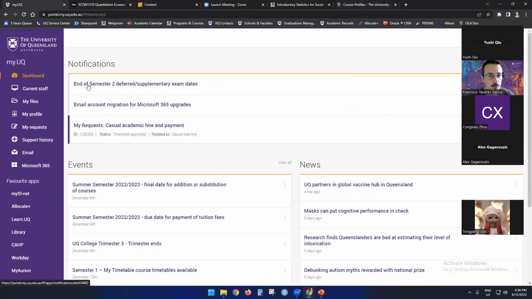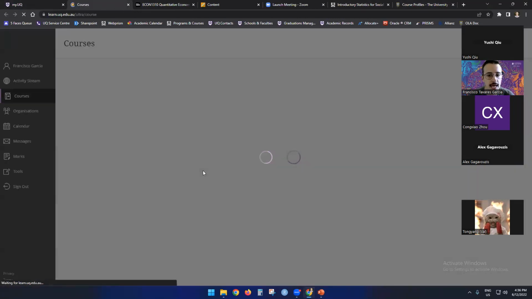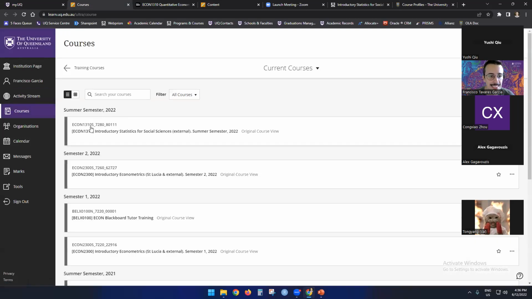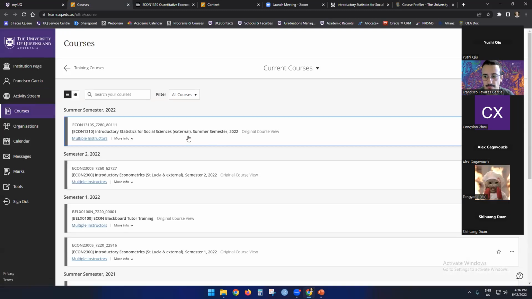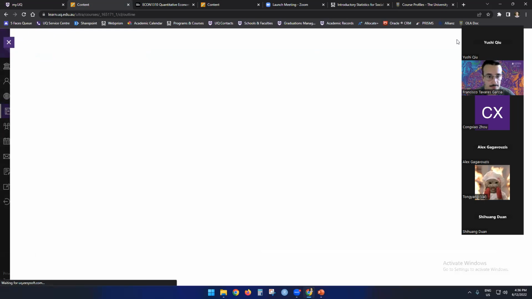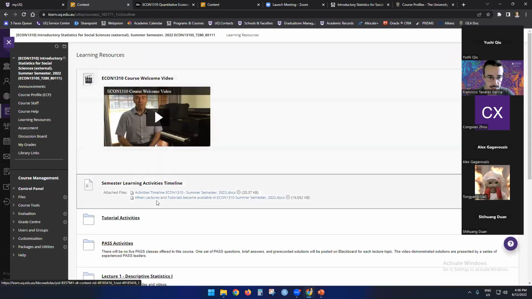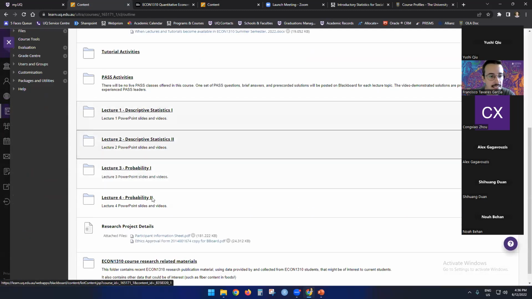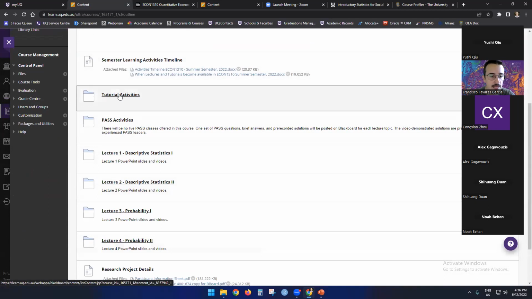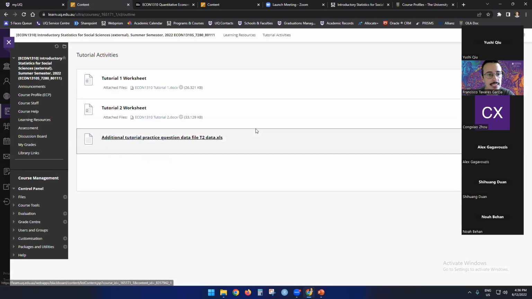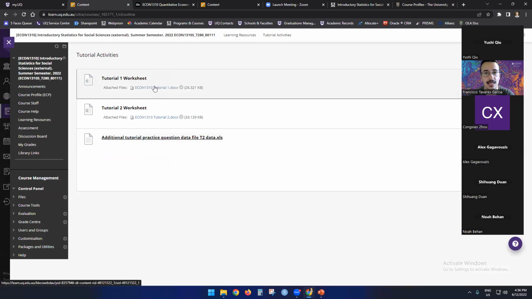So if you're on your portal or dashboard, you go to Learn UQ, then you choose 1310S, summer. Then you click on learning resources. We're still in learning, but instead of clicking on lecture, we have tutorial activities. Let's click that, and you'll find this Word document there. This is the first tutorial. You already have the second tutorial available if you want to open it.